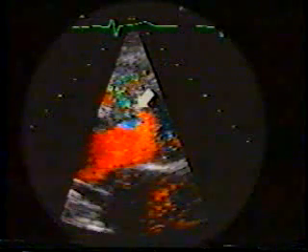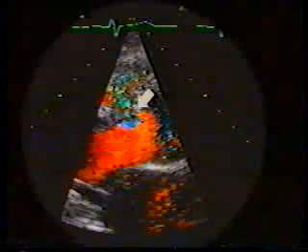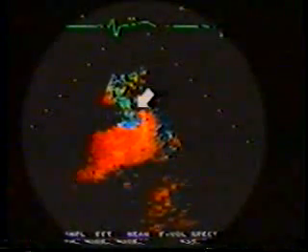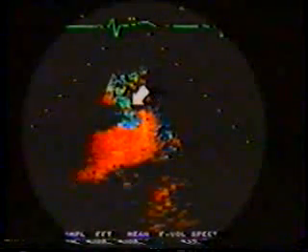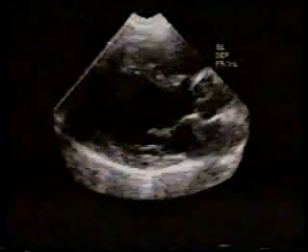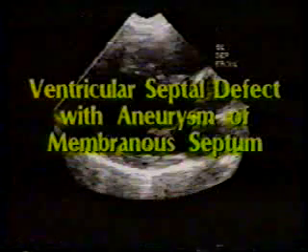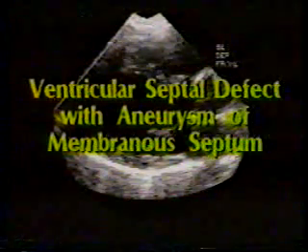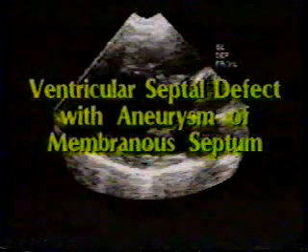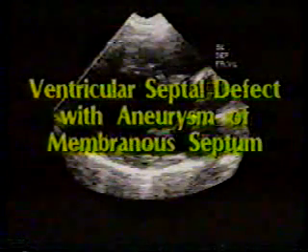This is another still frame of the color flow image demonstrating the shunt across the small VSD. However, when we remove the tissue information, the shunt can be even more vividly appreciated. Frequently, small and medium-sized VSDs close spontaneously by formation of aneurysm of the membranous septum.